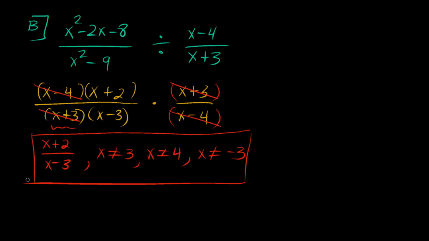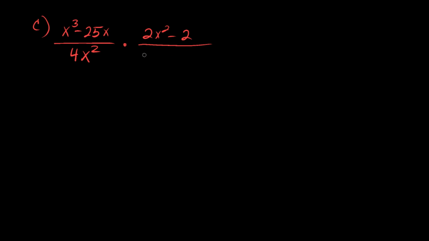Alright, let's do one more. Alright, so the last one, we'll call it C. We have x cubed minus 25x over 4x squared, times 2x squared minus 2 over x squared minus 6x plus 5, divided by x squared plus 5x over 7x plus 7.